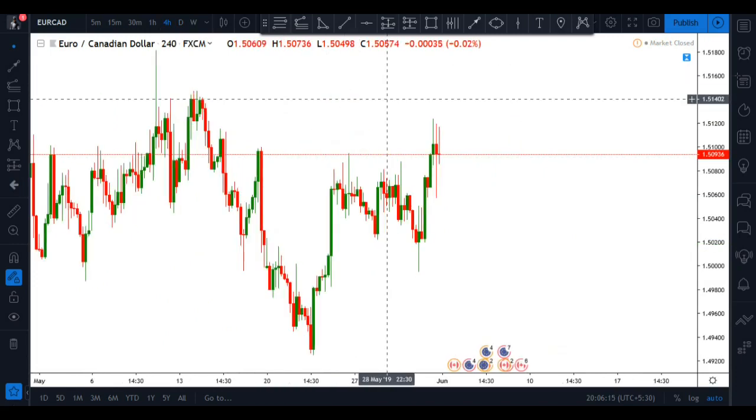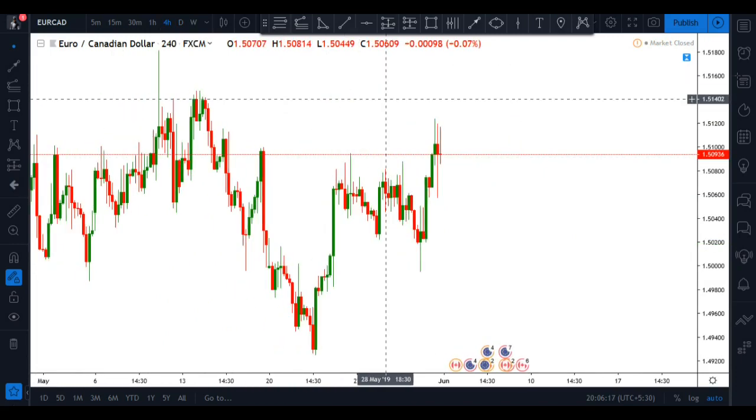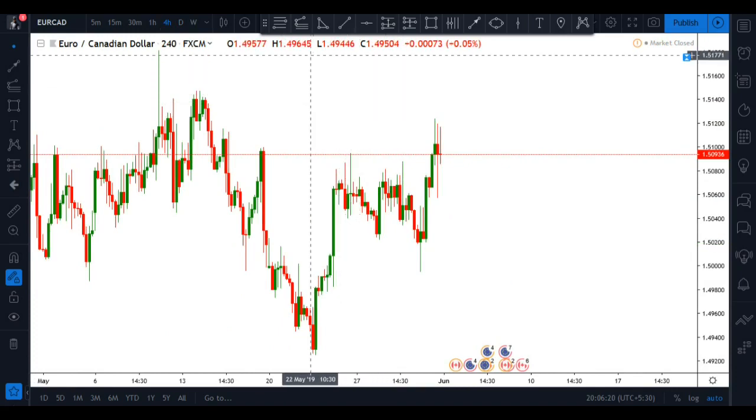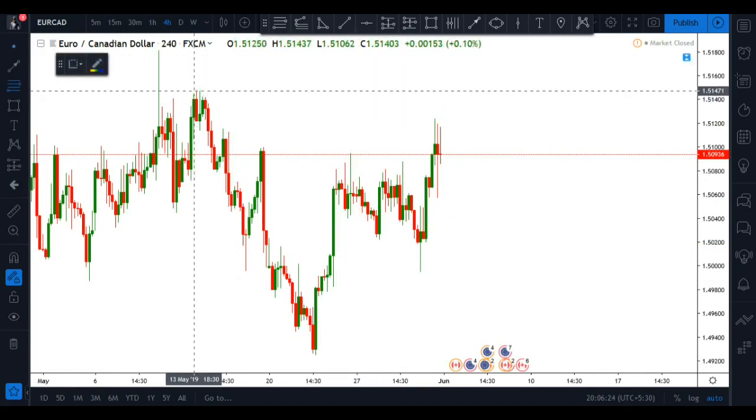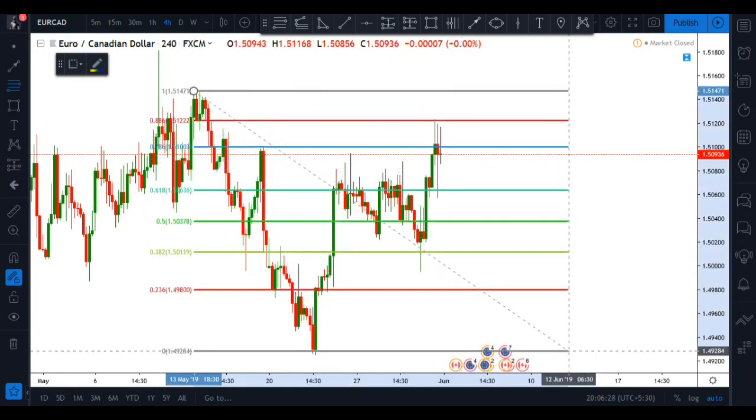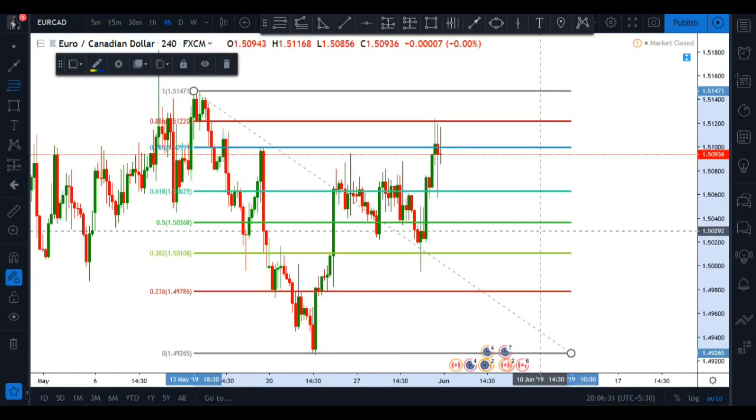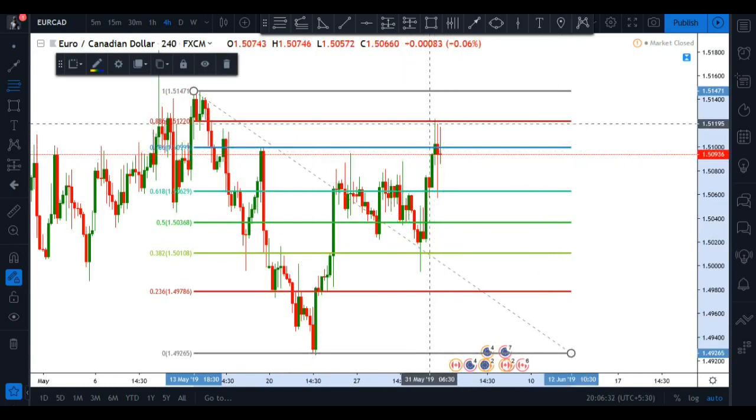I have identified an advanced pattern trade here, and first let me draw a Fibonacci retracement tool from this point to this point. As you can see, the market reached this 886 retracement level and pushed down and made this doji candle, and we have a sell signal at this point, which is great.